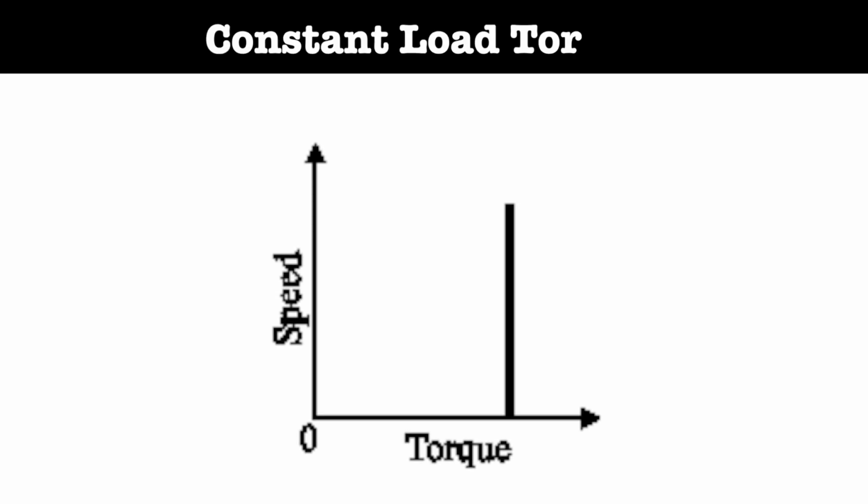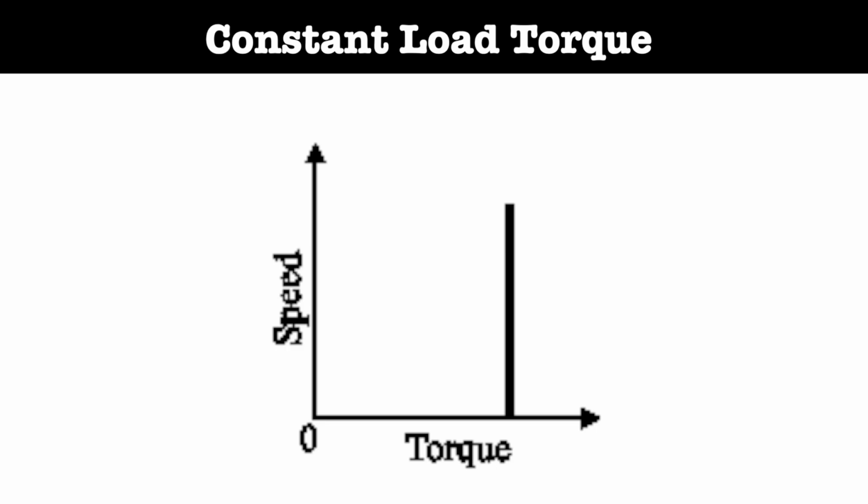Load torque can be classified into torque varying with speed and with time. If we see the variation with speed, load torque can be classified as number 1, constant load torque. The torque is independent of the speed and is constant. A low speed hoist is an example of a load where torque is constant and independent of speed.